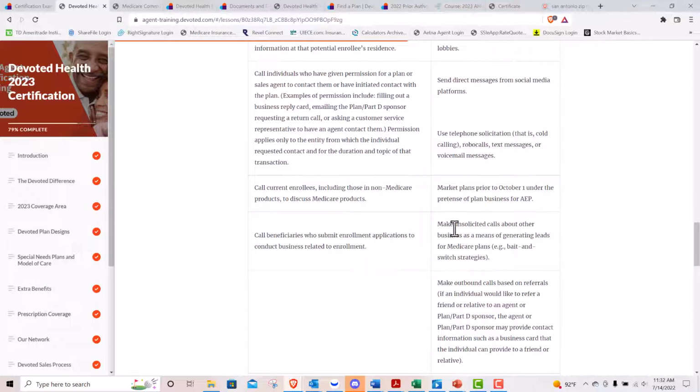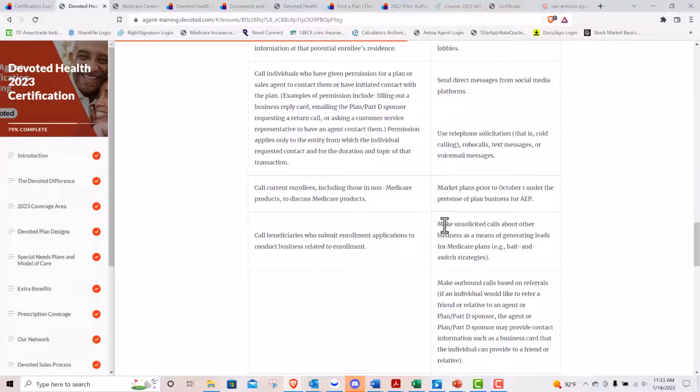What this means is you can't be calling people about, let's say, final expense, and then say, hey, by the way, AEP is right around the corner. I also do Medicare, do you think now might be a good time to talk about Medicare? No, you can't do that. You can only talk about Medicare if they ask you, because let's say you have a business card that says you do Medicare, and they're seeing you and you're making calls to do final expense. That's an okay thing, because then they fall upon this one.